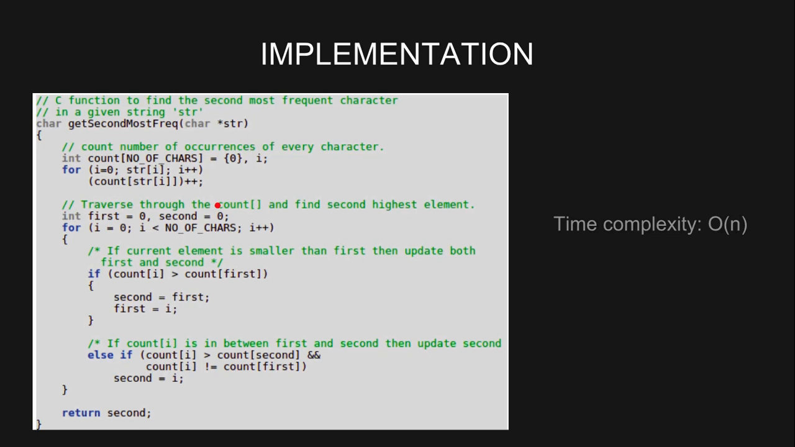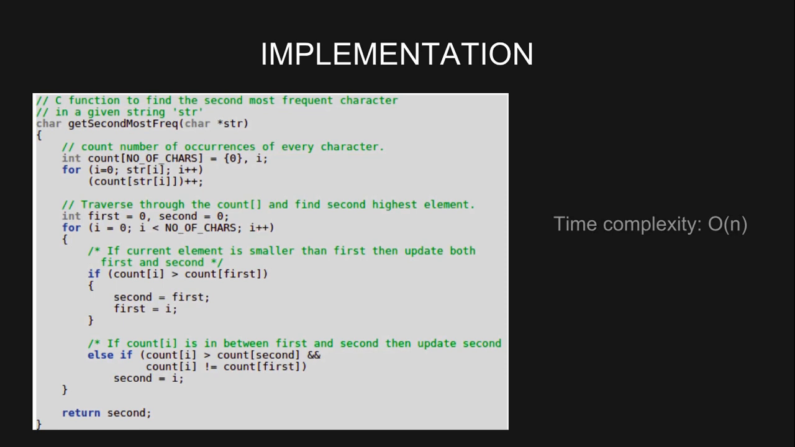we do count[str[i]]++, that is, increase the count of the ith character of the string by 1. Now our count array is filled, and we will traverse through the count array and find the second highest element. We initialize first equal to 0 and second equal to 0, where first is the maximum element and second is the second highest element.